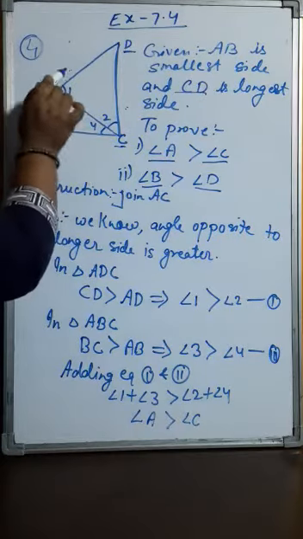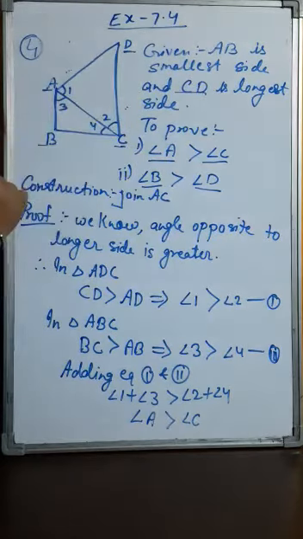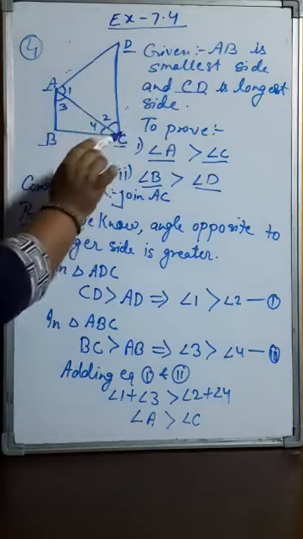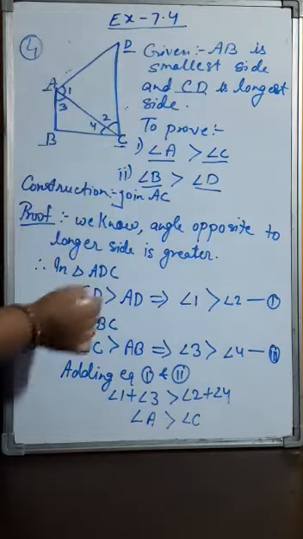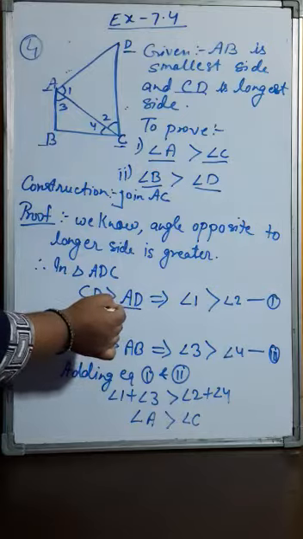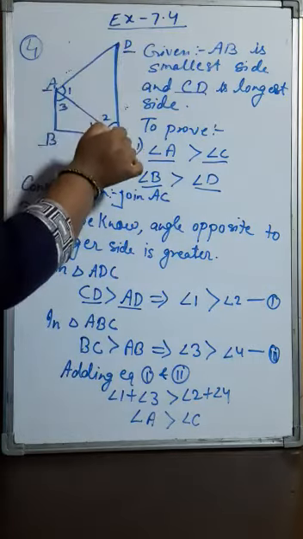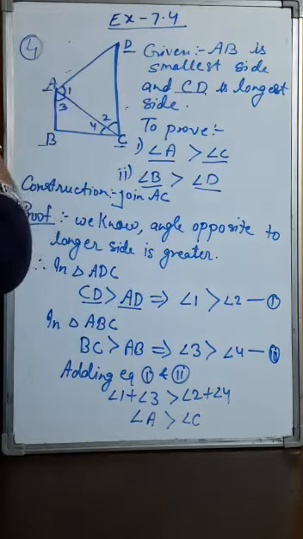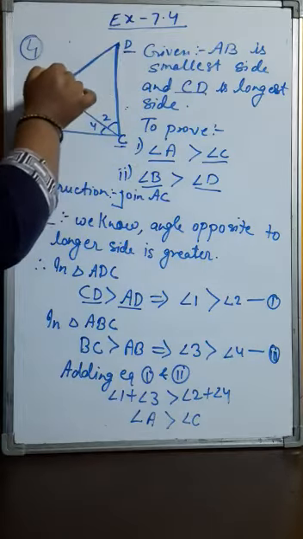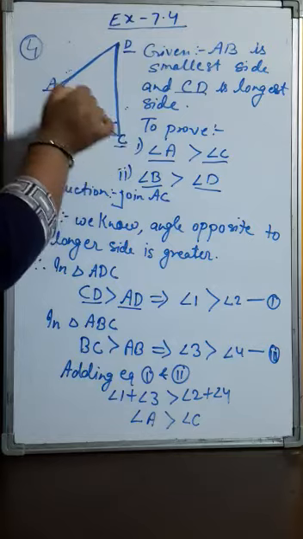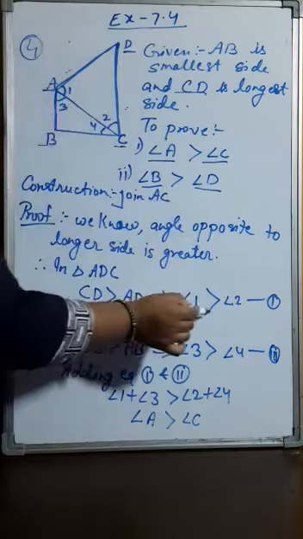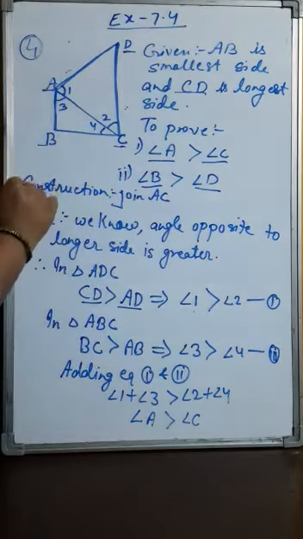If you compare these two, definitely CD is greater because it is given that CD is the longest side. So CD is greater than AD. So in triangle ADC, the angle opposite to CD is angle 1 and the angle opposite to AD is angle 2. So definitely angle 1 is greater than angle 2 by this theorem.